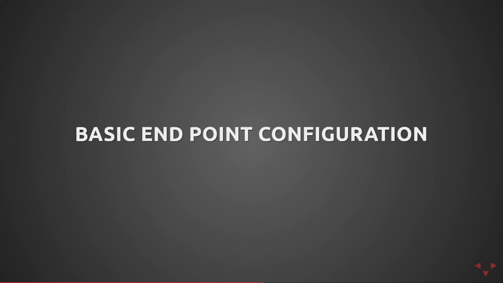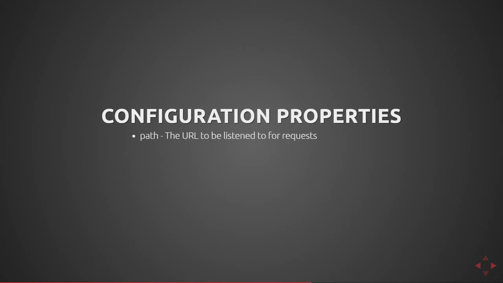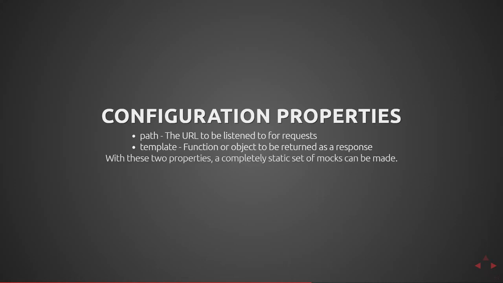Next, we're going to cover the basic endpoint configuration object. Each file should have a single module.exports statement exporting a configuration object. Configuration properties are path, which is the URL to be listened to for requests, and template, which is a function or an object to be returned as a response to the client. And with these two properties, a completely static set of mocks can be made. There actually are no necessary properties other than these two, and getting this up and running is extremely simple.